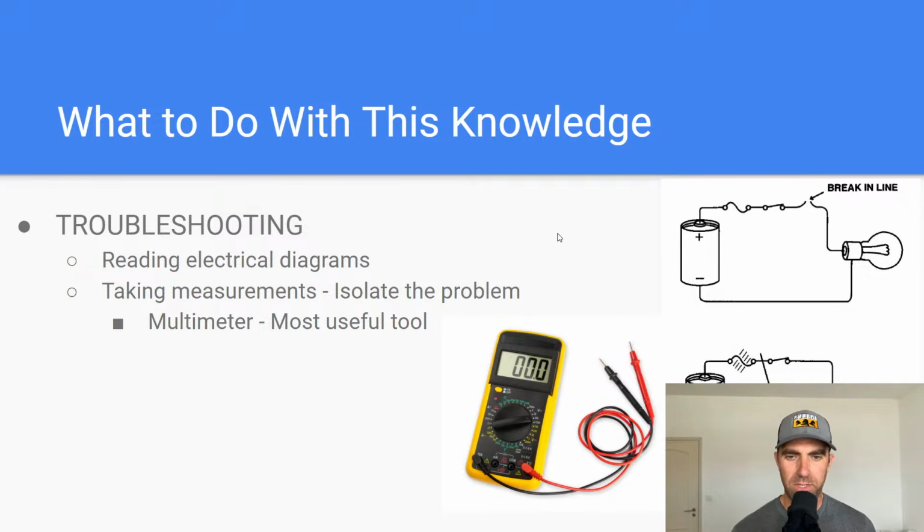And then taking measurements, you're going to be using a multimeter most commonly to take measurements in the electrical system to isolate the problems. So the multimeter is going to be your most useful tool there. If you've never used a multimeter, here's a picture of one. A multimeter is going to have two leads. You've got a red and a black one. The black one will go to the common plug or ground, and then the red one would go to the positive side. So that's what you've got going on there.